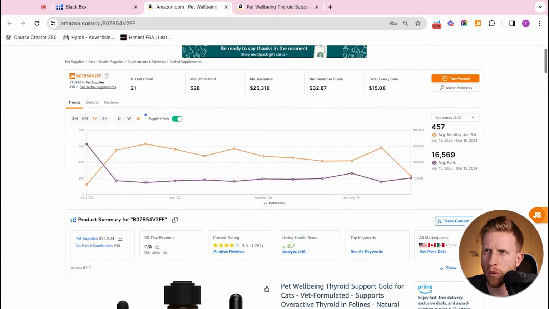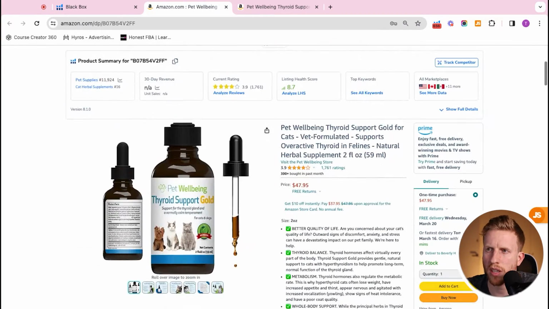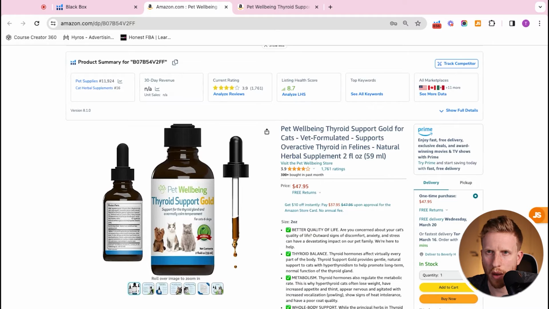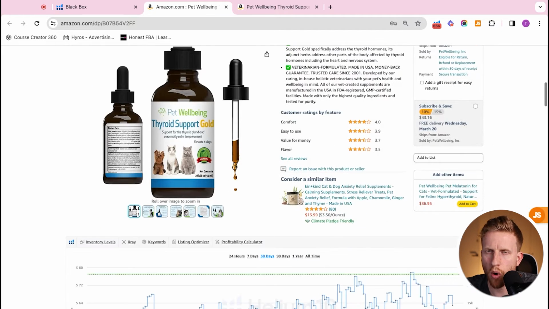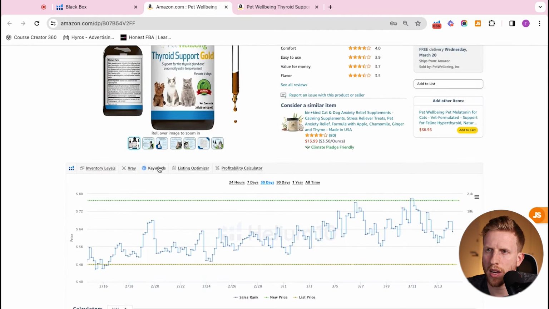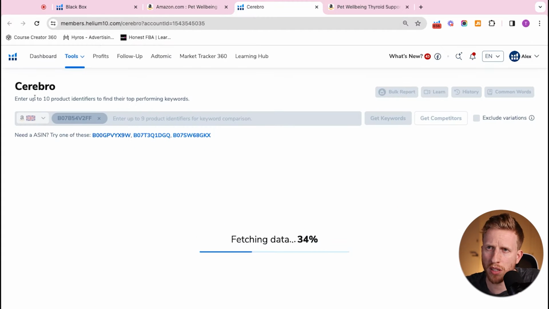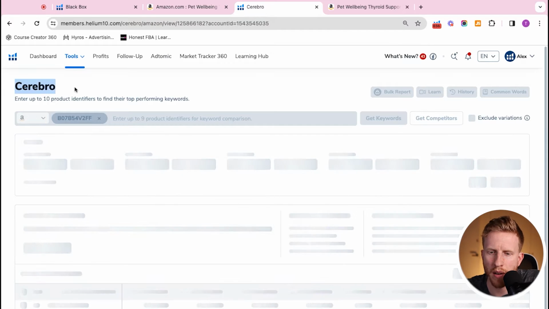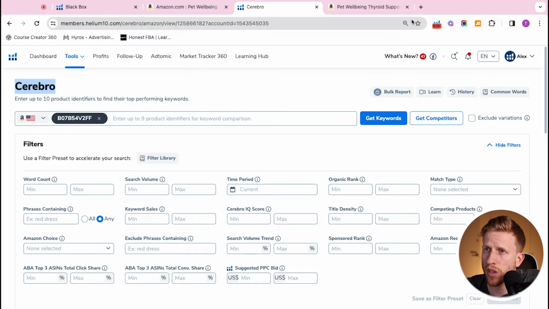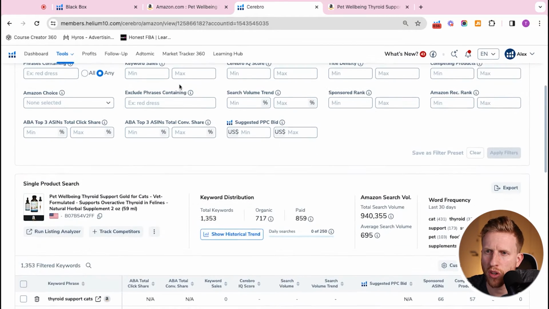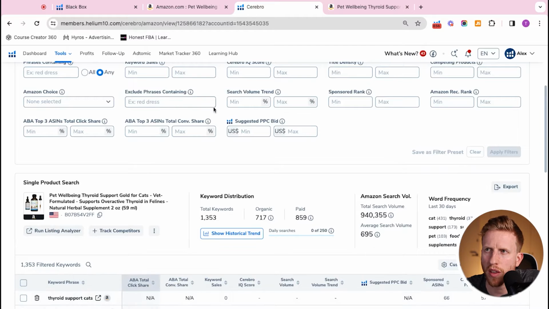But here's what we're going to do. When you find a product that looks interesting like this, the next step is you need to look at the overall niche. And how do you do that, Alex? I hear you ask. You click on this button down here, which is keywords. You can see that. So you click on this keywords button down here, and it's going to load up this Cerebro tool within Helium10. So back when I was saying how good this is, this is why it's so good, because this is going to show you all of the keywords that this product ranks for.